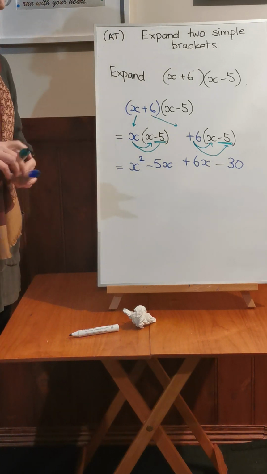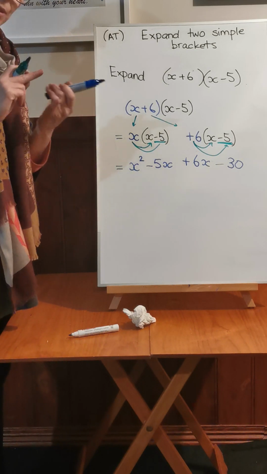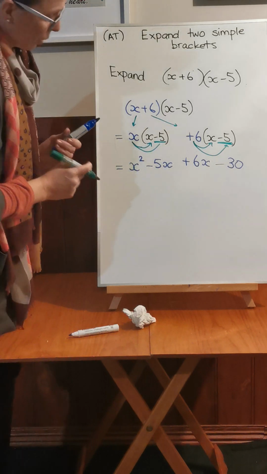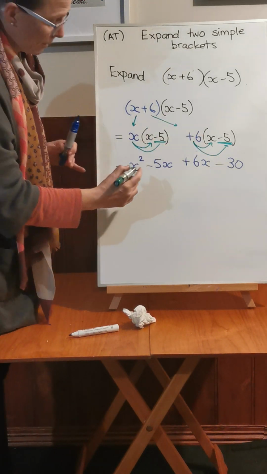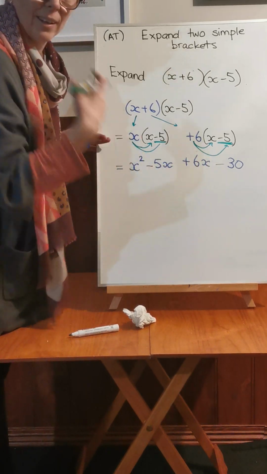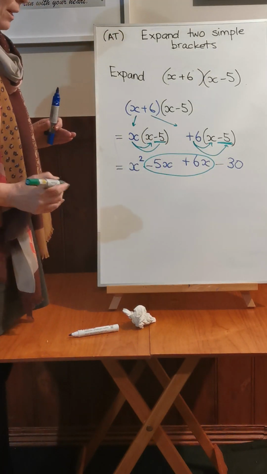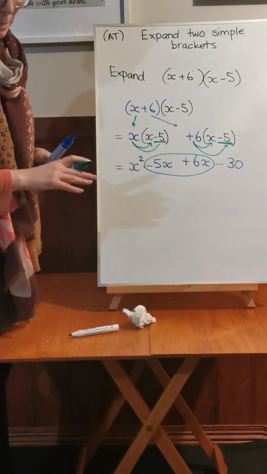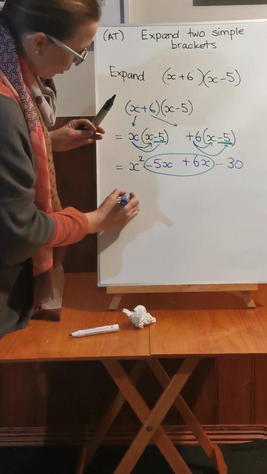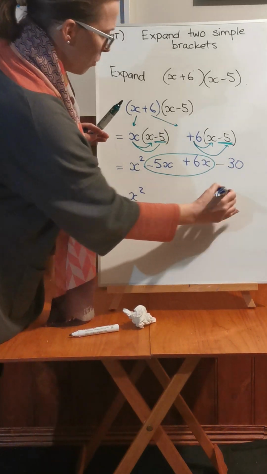I'm almost there. My last job is to look for any like terms. Like terms have the same variable or letter to the same power. So x squared doesn't have any buddies. Negative 5x and positive 6x are like. They're like mates. They've got the same dress code. Okay, so they are like terms. And negative 30 doesn't have any mates. There's no other plain numbers without anything else. So we'll keep our x squared, we'll keep our negative 30, and all we need to do is make this a little bit simpler.